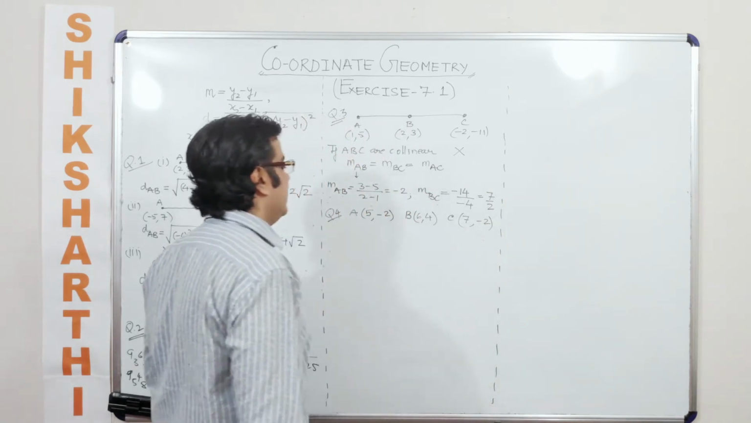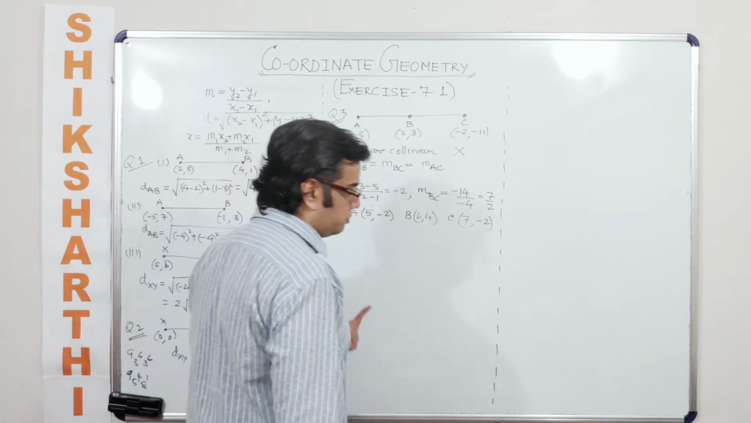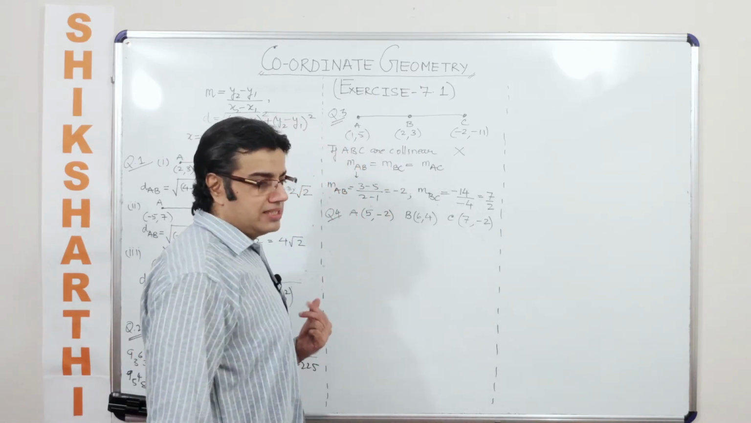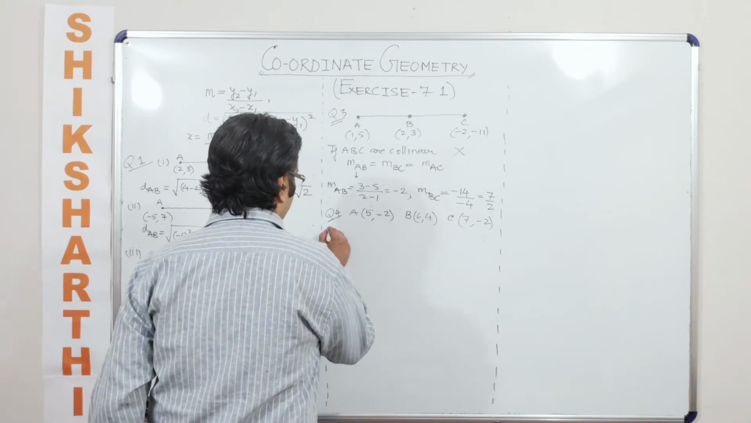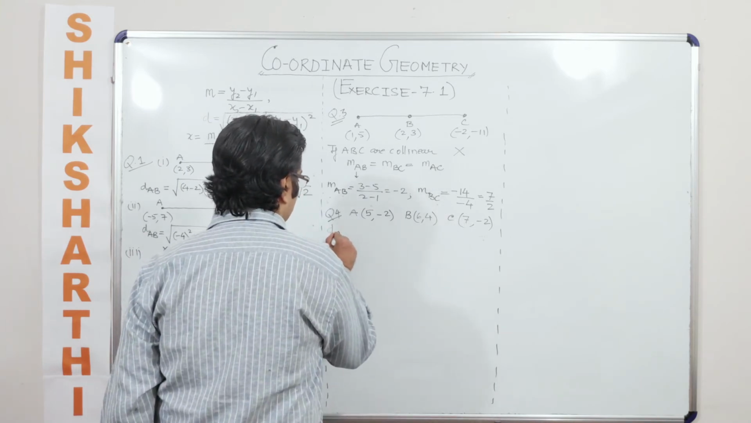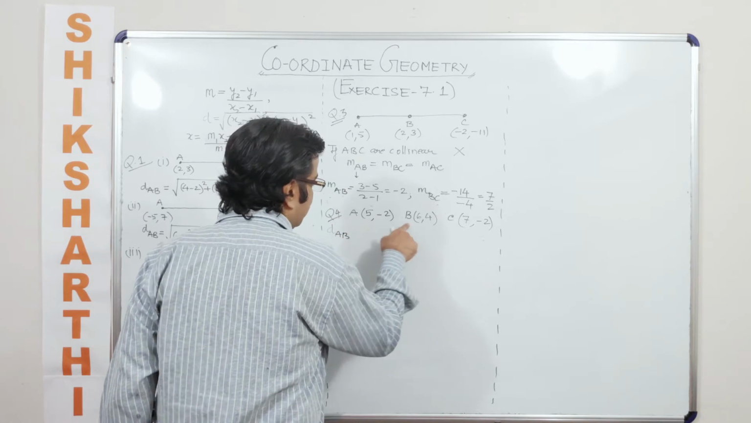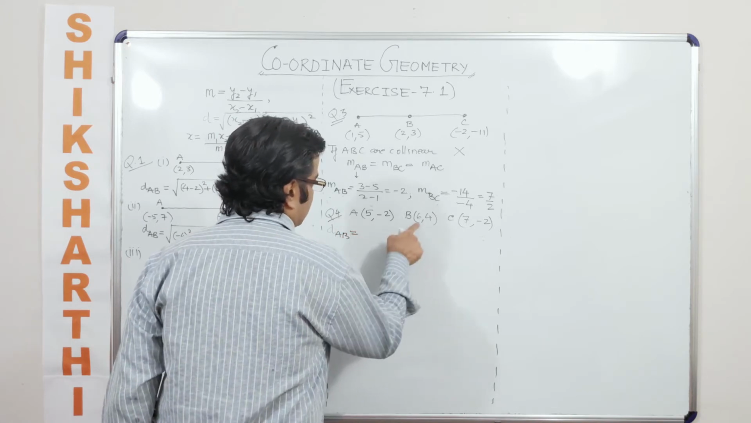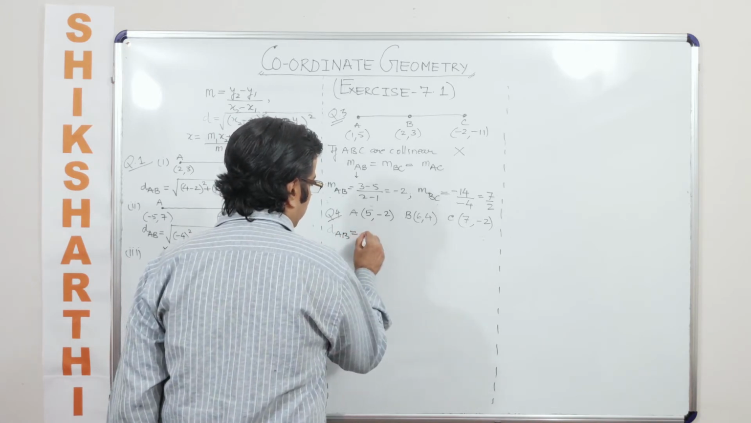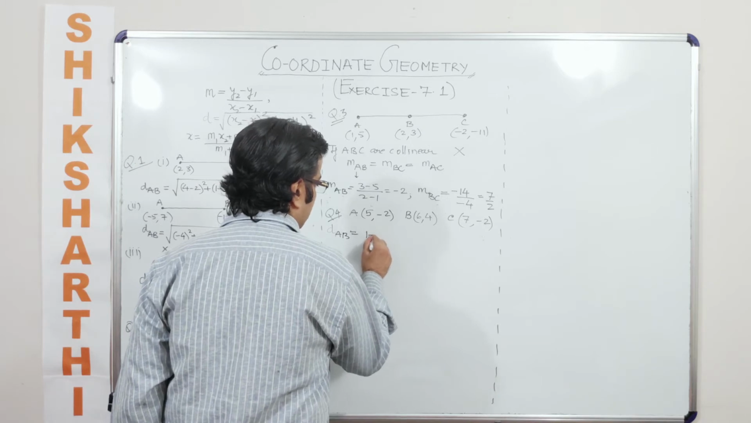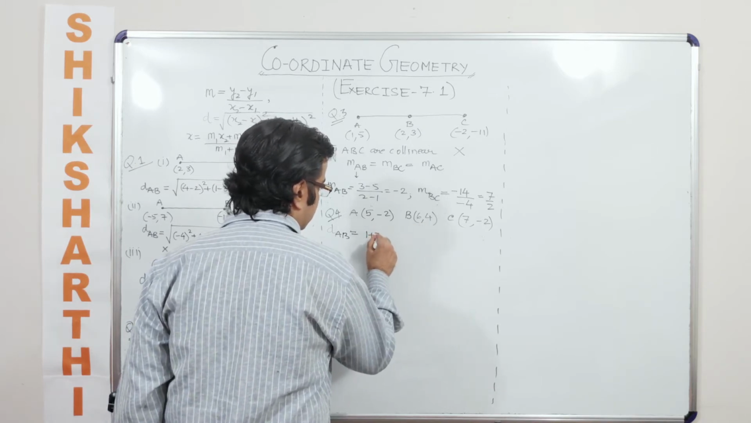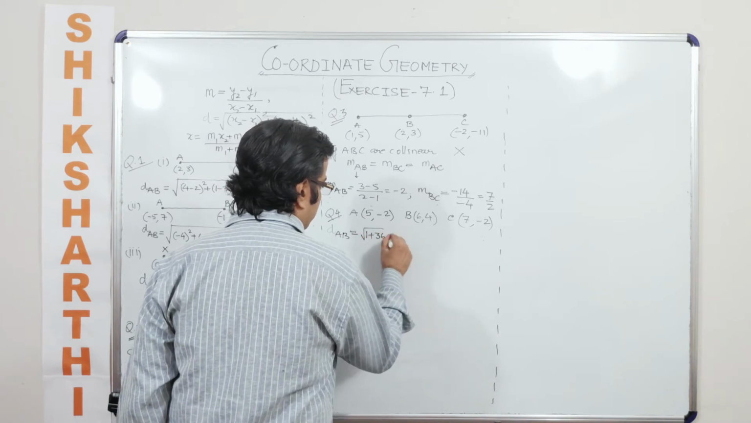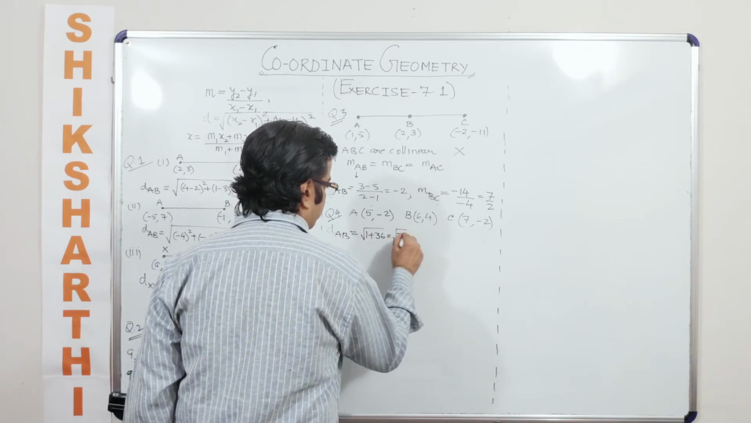So this gives me a hint that I can do it either by slopes or by the distance formula. So I can use either of them. Let's first try it with the help of the distance formula. Can I find the length of the line segment AB? It is x2 minus x1, which is 1, squared, which is 1, plus y2 minus y1, which is 6, squared, which is 36. So this comes out to be root 37.